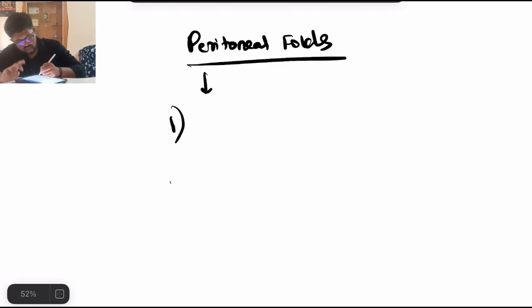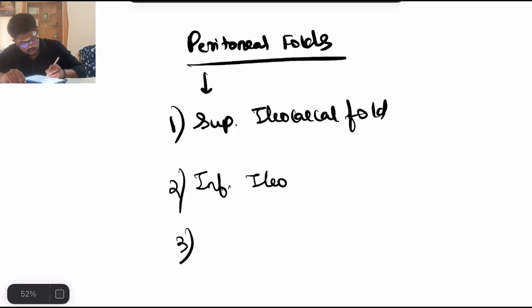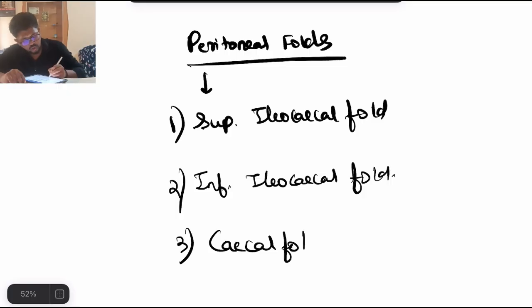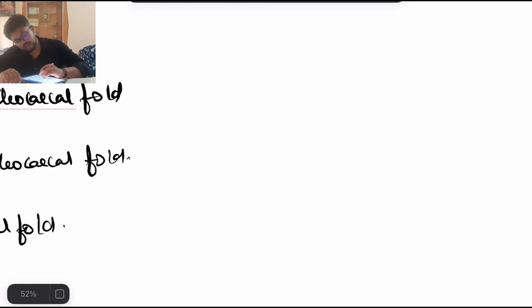Three peritoneal folds: superior ileocecal fold, inferior ileocecal fold, and you can say cecal fold or posterior cecal fold. So for that we'll draw here only.